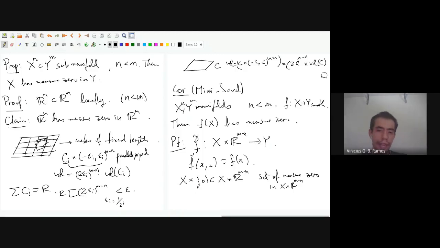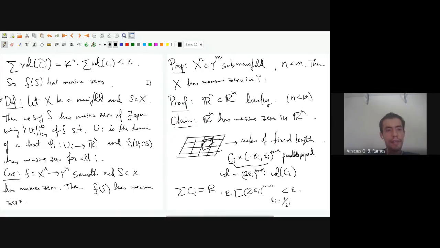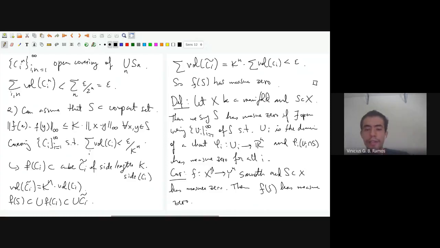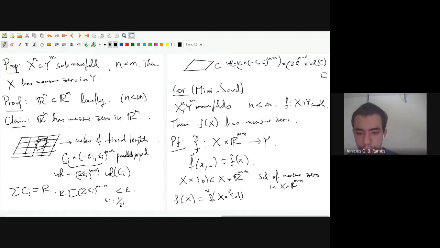Now it's clear that f of X is just f tilde of X times 0. Or times anything, actually, but in particular times 0. And f tilde is a map that takes a manifold of dimension m to a manifold of dimension m. We saw in the previous proposition that these maps take sets of measure 0 to sets of measure 0. Let me just point out that this proposition actually has a corollary. Yeah, right here. We're using this corollary now. So the conclusion is that this now has measure 0. Okay?